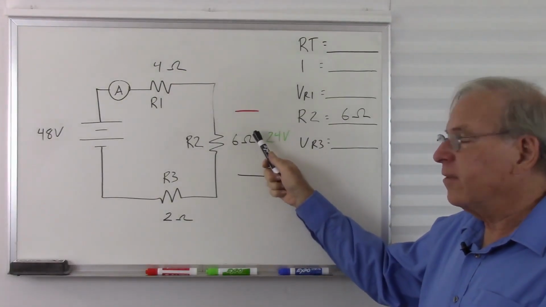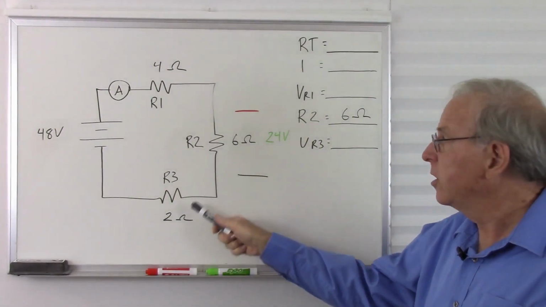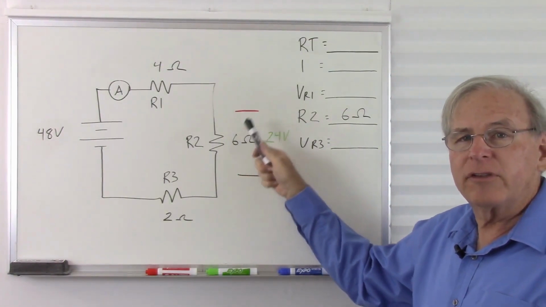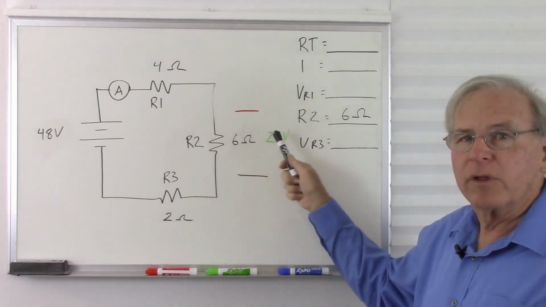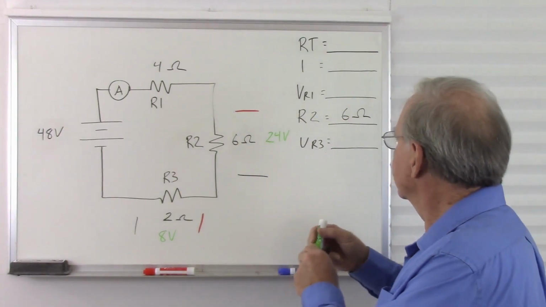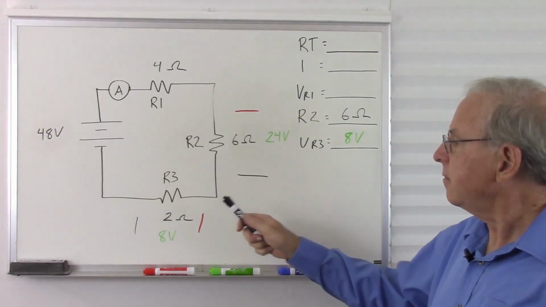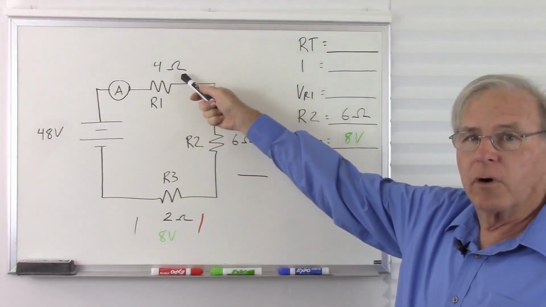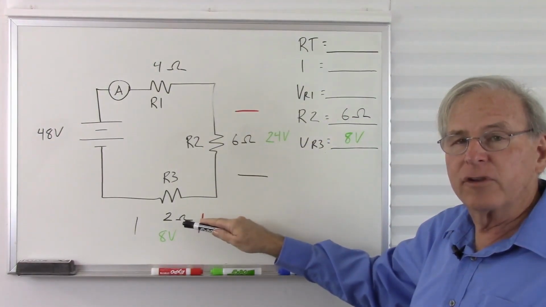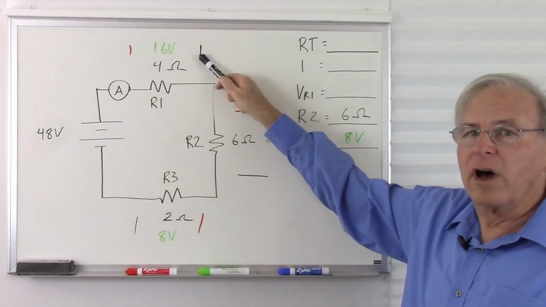So now we have 6 ohms and 2 ohms, 24 volts and unknown voltage, but this is 1/3 of this resistance. So if it's 1/3 of the resistance, it must have 1/3 of the voltage. So with 24 volts here, we must have 8 volts here. Now we have 2 ohms and 4 ohms with 8 volts across the 2 ohms. So this resistance is twice that resistance, so it must have twice the voltage. So we must have 16 volts across this resistor.